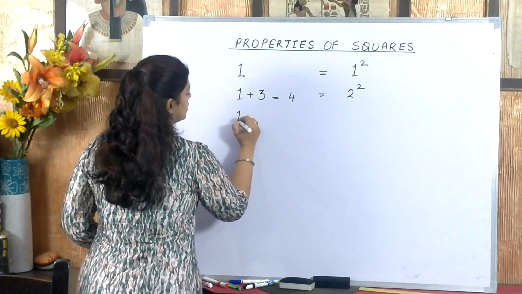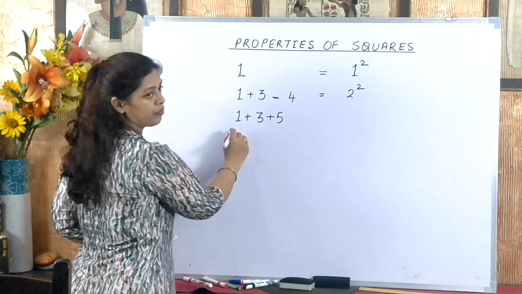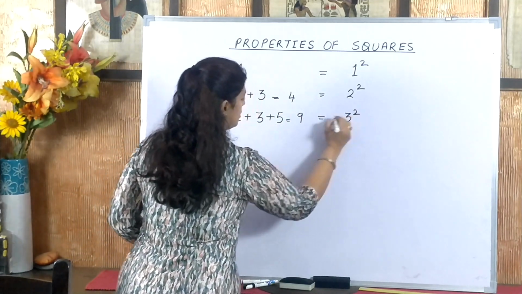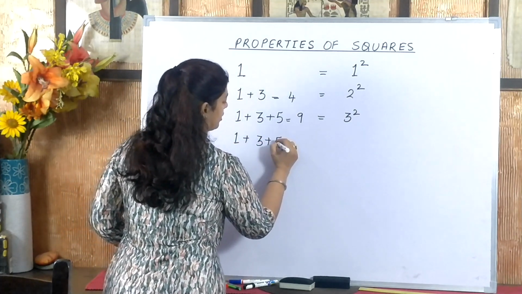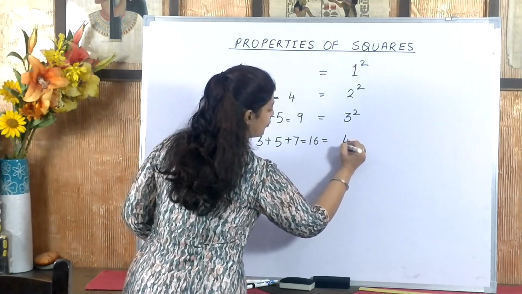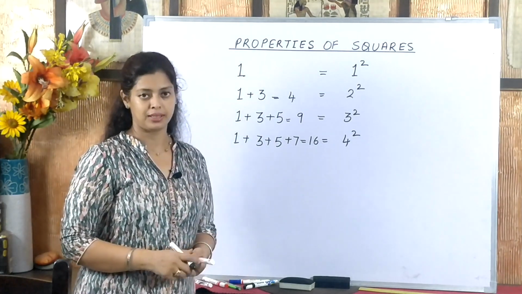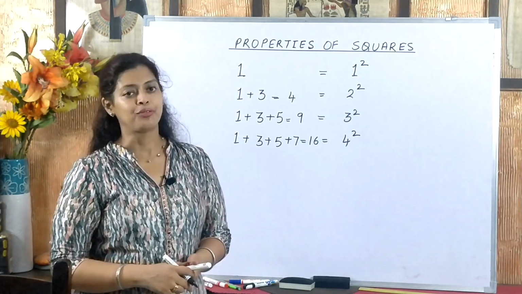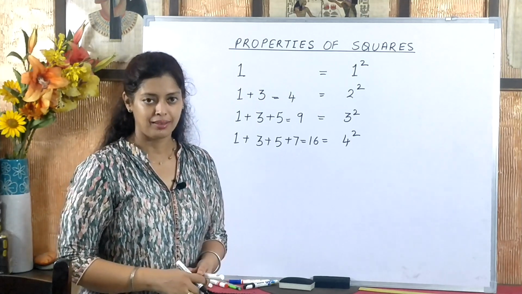Sum of the first three consecutive odd numbers, that is 1 plus 3 plus 5, starting from 1, is equal to 9, which is 3 square. Sum of the first four consecutive odd numbers, starting from 1, 1 plus 3 plus 5 plus 7, which is 16, is equal to 4 square. Similarly, the sum of the first 5 consecutive odd numbers starting from 1 will give 5 square. Sum of the first 6 consecutive odd numbers starting from 1 will give 6 square and so on.